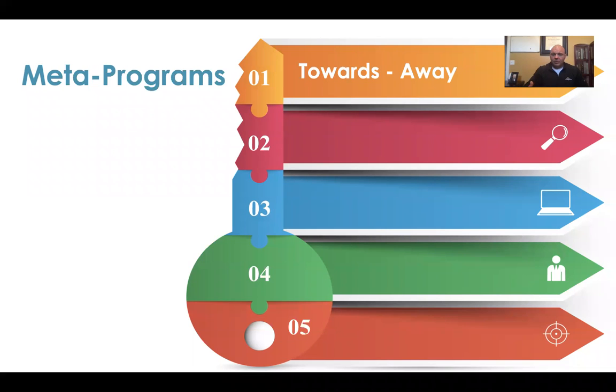So if I want to influence a towards person, I'm going to give them positives. I'm going to give them benefits. I'm going to give them things to move toward. If I'm trying to influence an away person, I'm going to emphasize the consequences, the negatives of not taking action. Okay. And so if I'm a towards doctor and I'm trying to influence an away patient, I'm talking about all the benefits. Oh, well, it's stronger. It's going to last longer. It's going to feel better.